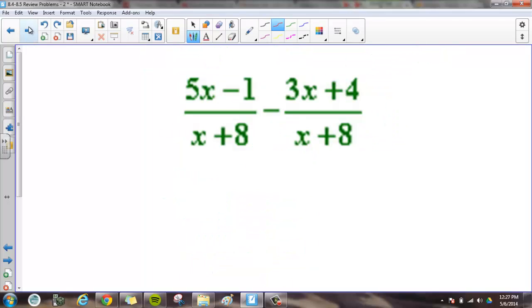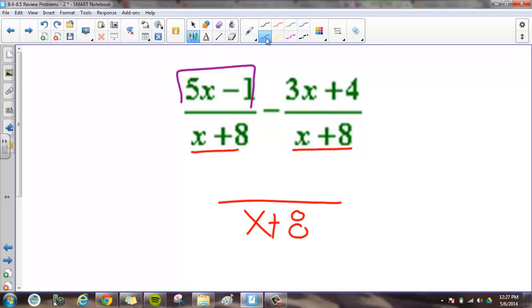Oh, thank God, look at this one. This one has a common denominator, making this one a little bit easier to do. We can just start off saying, hey, we got x plus 8 in our denominator. And then what we have to do is we're going to focus on this 5x minus 1. Can't really simplify that at all, so this is 5x minus 1. And then we're going to subtract, in parentheses, 3x plus 4.